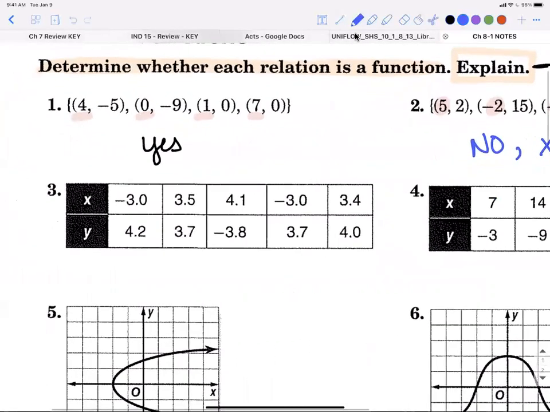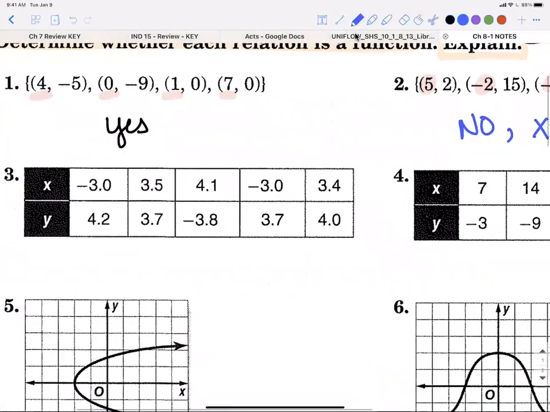All right, so let's look at number 3. Just look at your X's, that's all that matters. We've got -3, 3.5, 4.1, -3, and 3.4. Do we have a repeat?